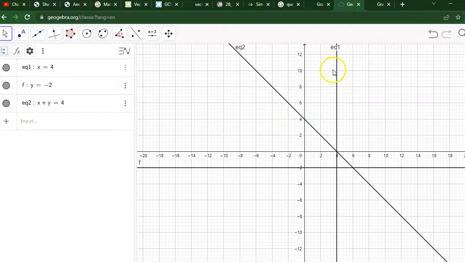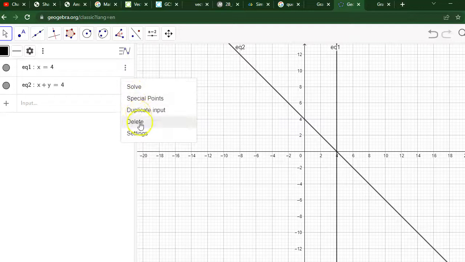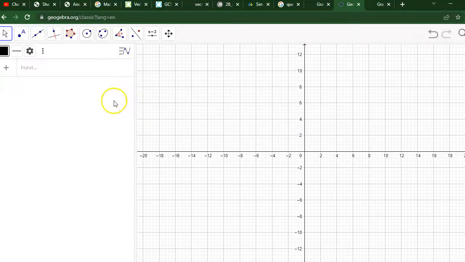So this GeoGebra is really a helpful tool for you to understand graphical inequalities. So for the graphical inequalities, let us delete it. This is for you to understand how it works.